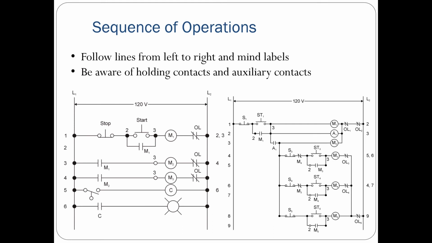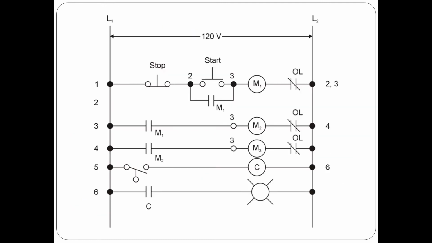Now that I can recognize different circuitry, different devices within my circuits, as well as the interlocking that I can find within my circuits, I can use that information to start to figure out the sequence of operation in my schematics. I'm always going to follow my lines from left to right, and I have to keep in mind what the labels are telling me. Be aware of any holding contacts and auxiliary contacts you might find as well. We're going to be looking at the sequence of operation of the circuit here.